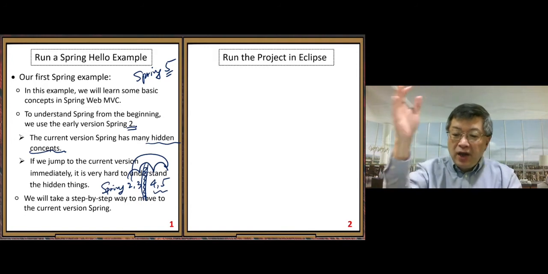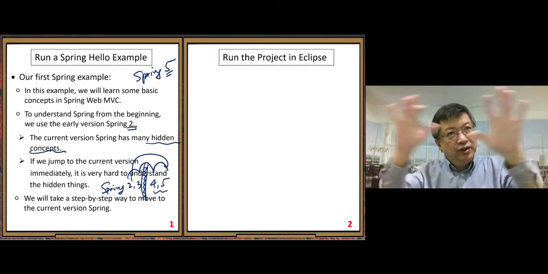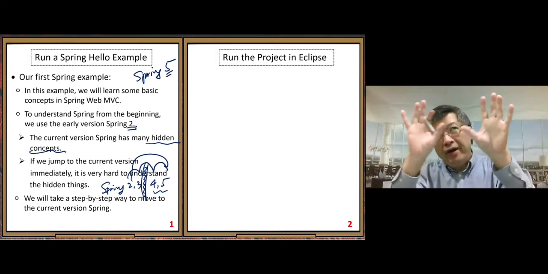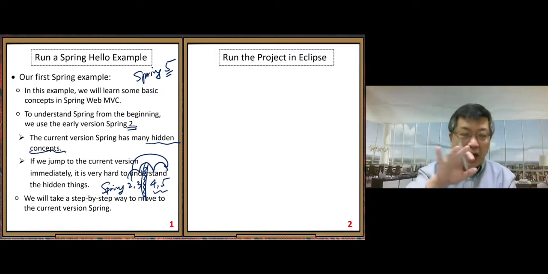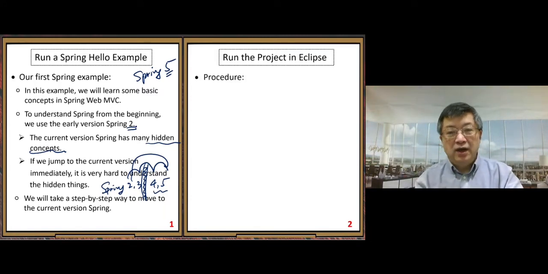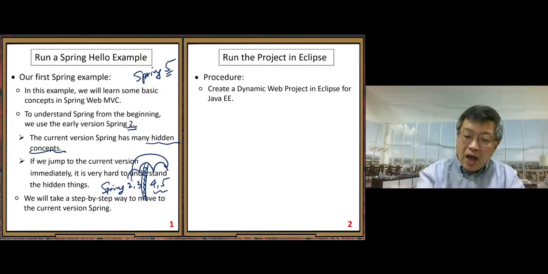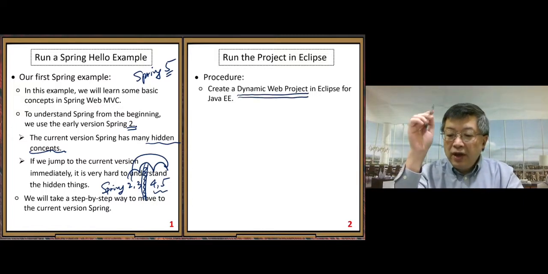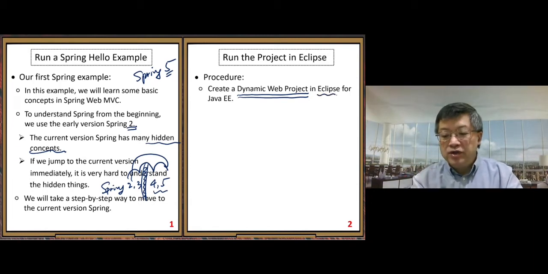Run the project in Eclipse. Here, let me describe the procedure to run this simple project. Although it is a simple project, there are still a lot of things you need to do. First, you need to create a dynamic web project in Eclipse for Java EE. For this class, we will use Eclipse for Java EE.